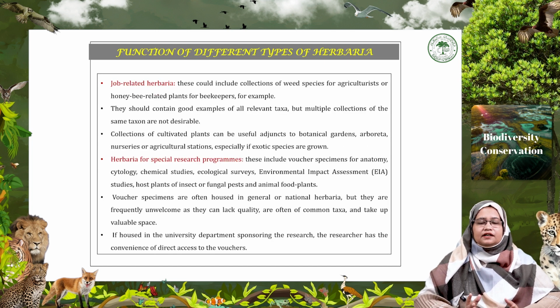Now moving towards the other functions of the herbarium, like job-related herbarium. These could include collection of weed species for agriculturists, or honey-related plants for beekeepers. For example, they should contain a good example of all relevant taxa, but multiple collections of the same taxon are not desirable. Then collections of cultivated plants can be useful as adjuncts to the botanical garden, arboreta, nurseries, or agricultural station, especially if exotic species are grown.